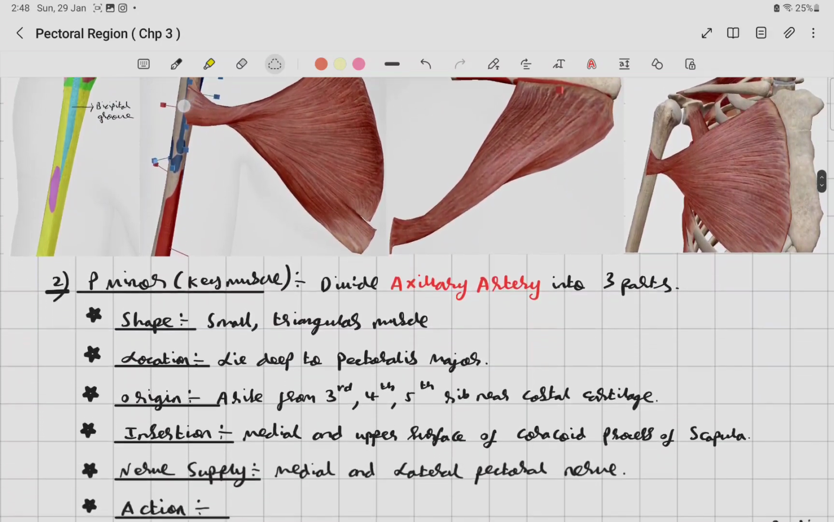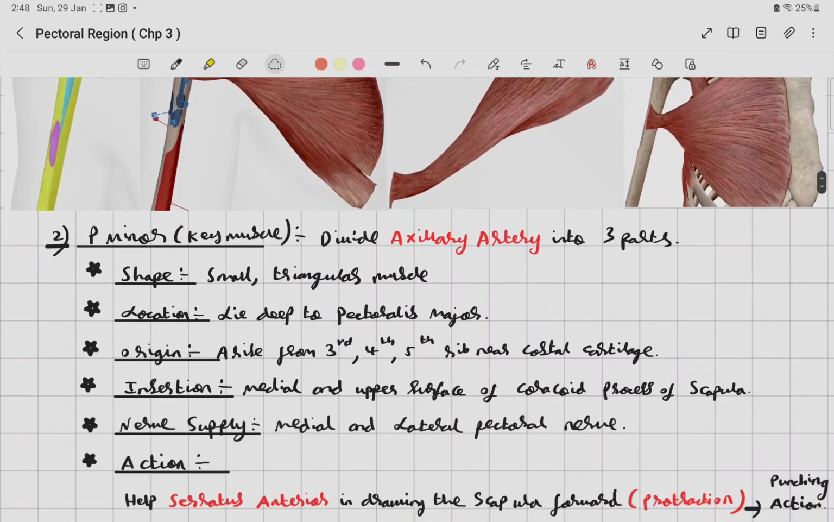Now we will learn about another muscle, the pectoralis minor muscle. It is called a key muscle. Why is it called a key muscle? Because it divides the axillary artery into three parts.